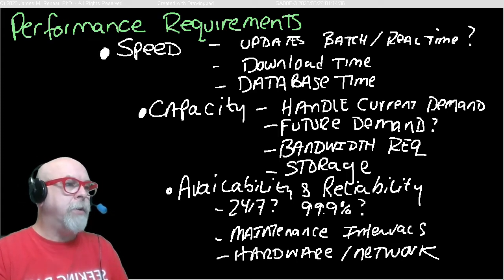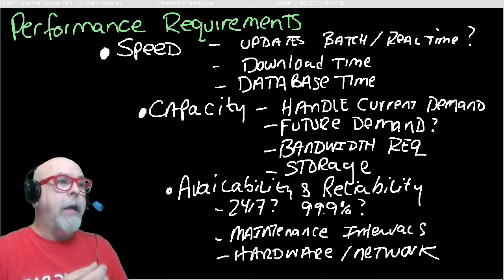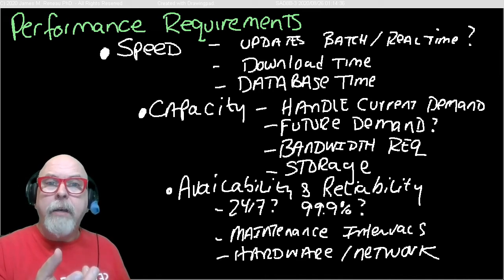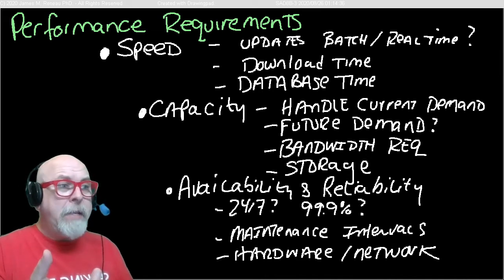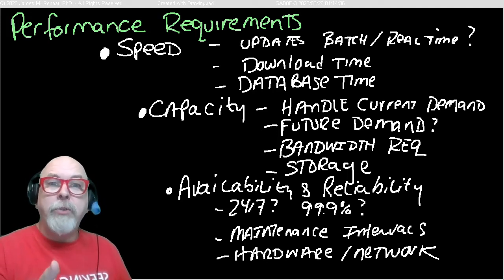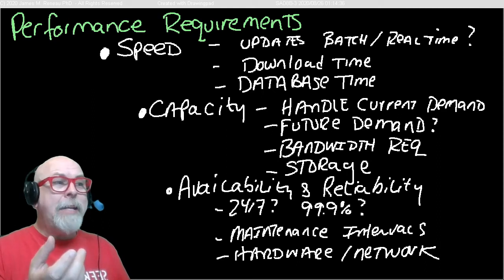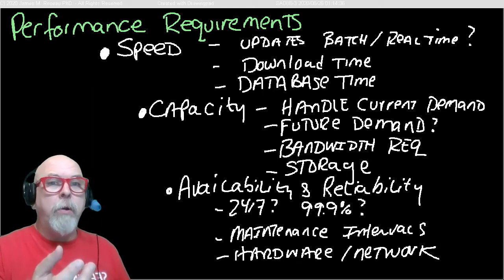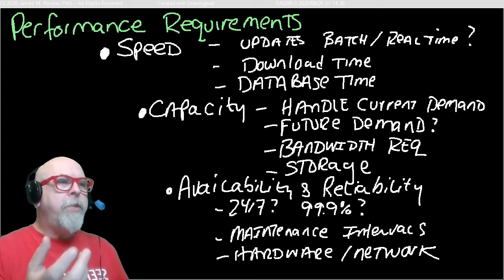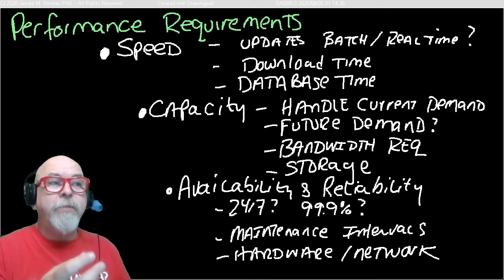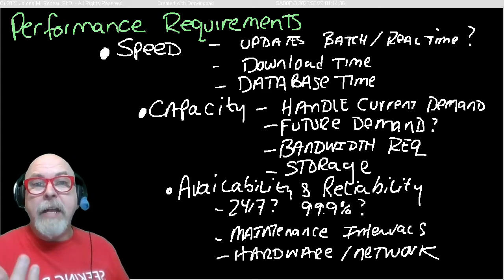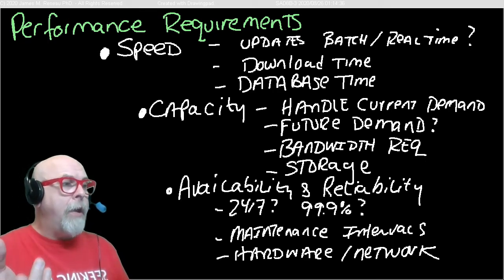Another thing that's important as a performance need is availability and reliability. How available is it? Does it need to be 24/7, or are we only going to run this system for 10 hours a day while the stores are open? Do we need 99.9% reliability, or is 98% reliability going to work okay for us? What are the maintenance intervals? How often are we going to have to shut this 24/7 system down to be able to maintain it, upgrade it, upgrade the servers, and all of those kinds of things?